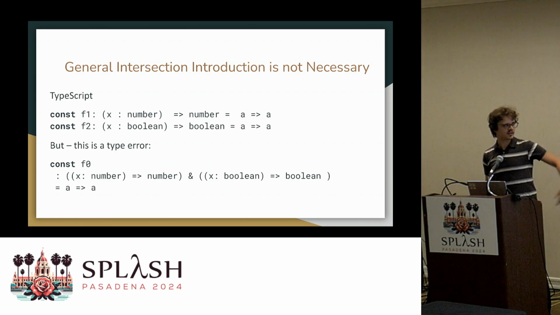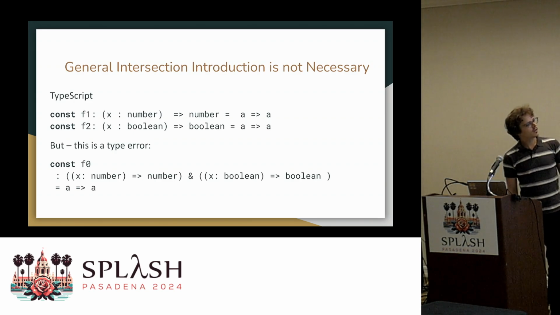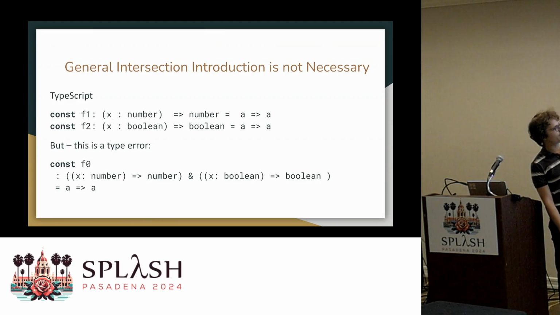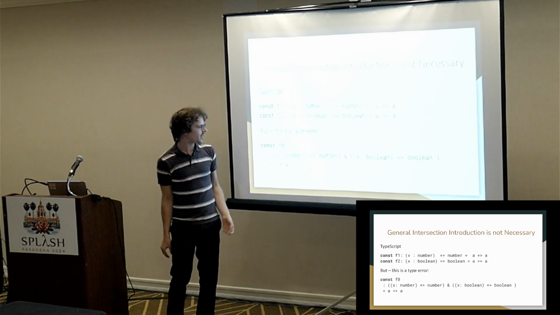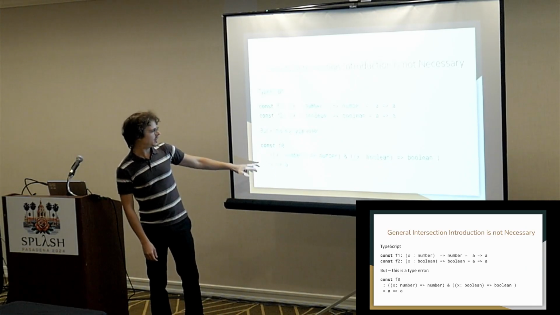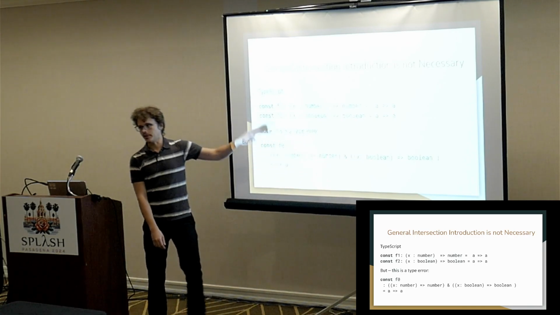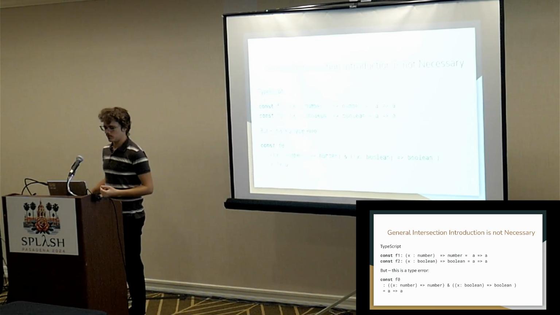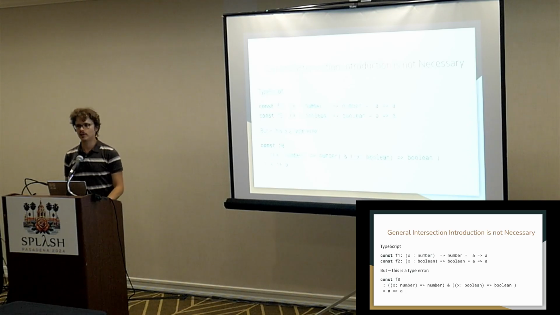As an example, in TypeScript, this doesn't actually hold. Let's see, you can type a lambda from a to a as both number to number and boolean to boolean independently, that's fine. But you cannot type it as the intersection. That demonstrates that in TypeScript and similar languages, you actually do not have general intersection introduction.